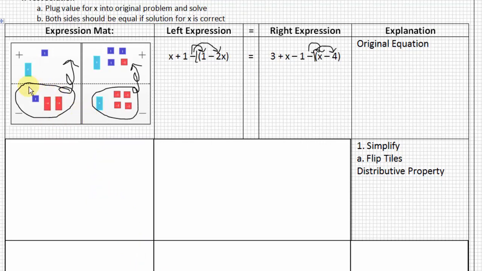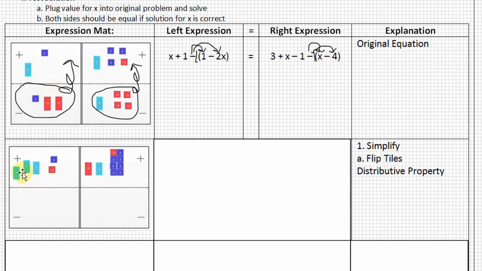So we know on the mats that we have to show our work by flipping those tiles up. And what we end up with is something that looks like this, keeping everything that we had. And then these negative x's become positives. This positive tile becomes negative. Over here on the right-hand side, this positive x flips up to become negative. These four negatives flip up to be positives.